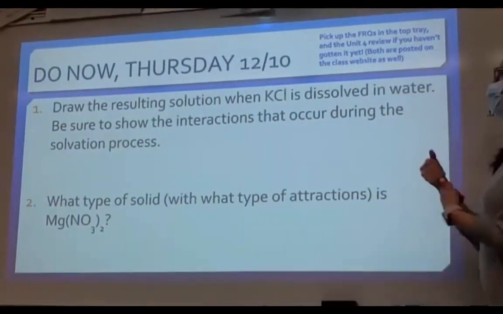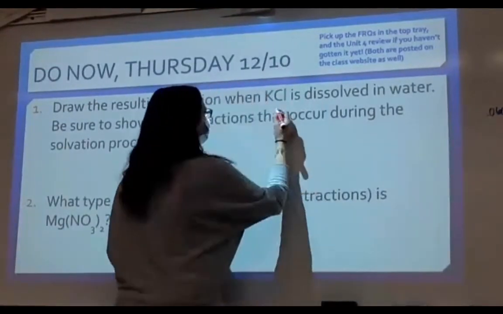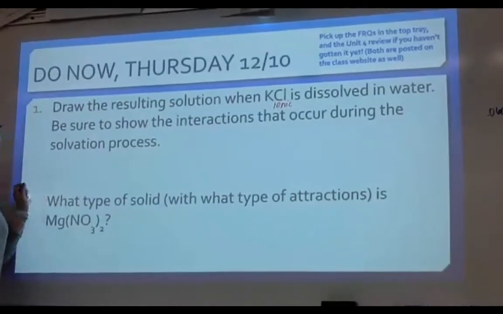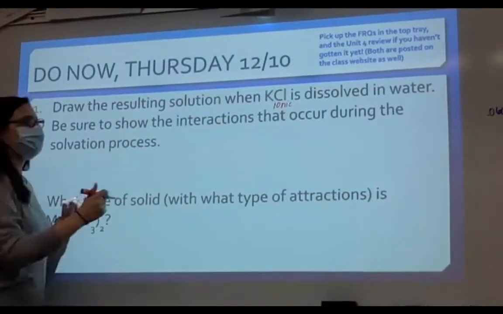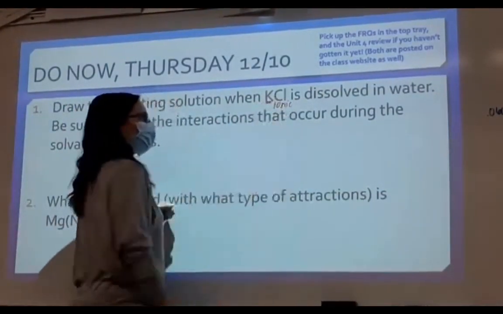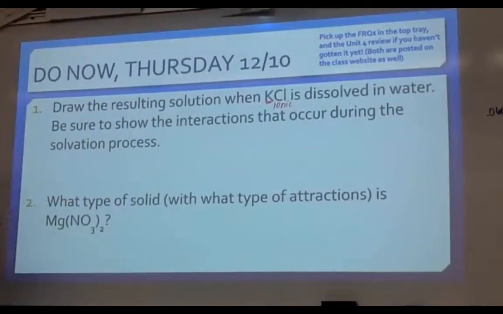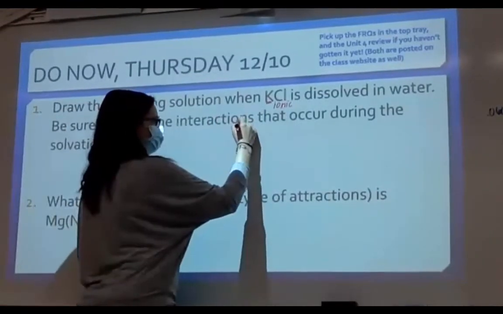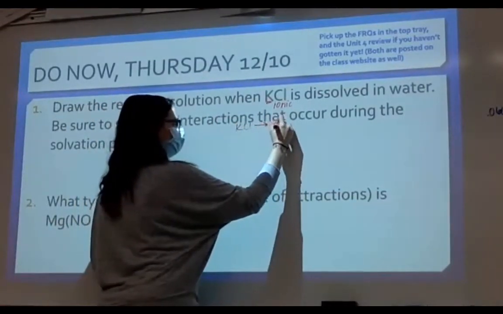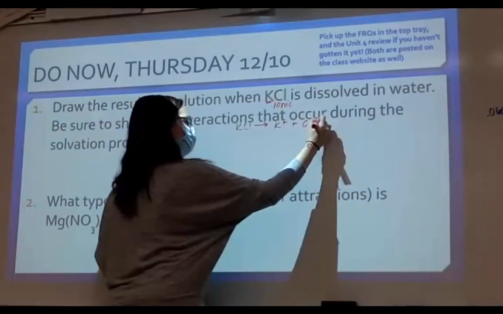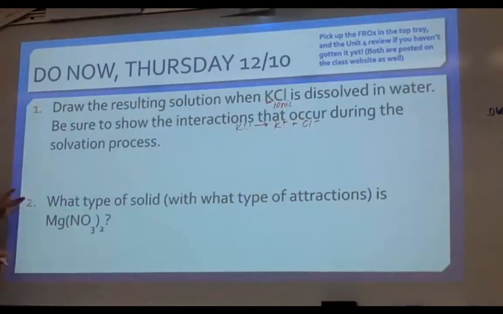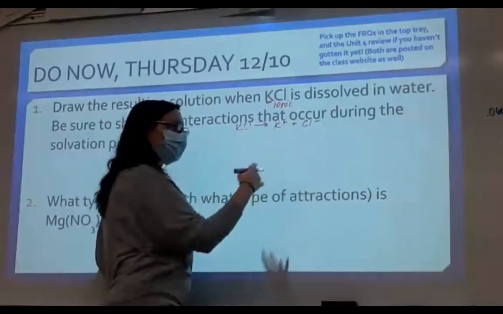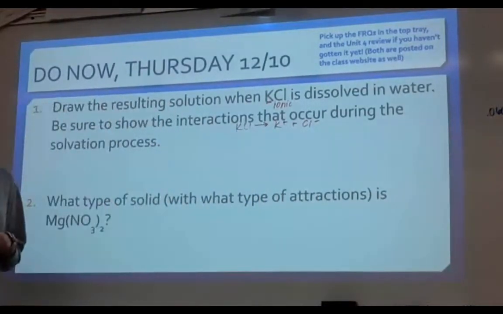So KCl, potassium chloride, is ionic. When we put KCl into water, since it contains K+, it will break apart. I'm just going to write the equation: KCl will dissociate into K+ and Cl-. And so what number one wants us to show is how the water molecules surround both of the ions.